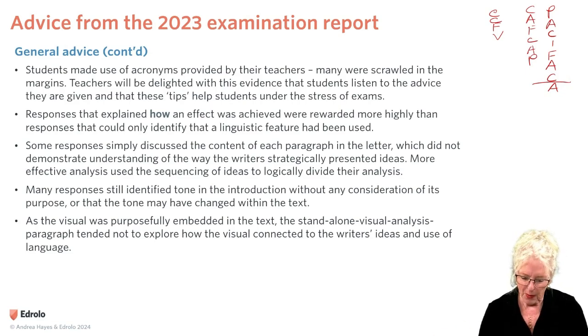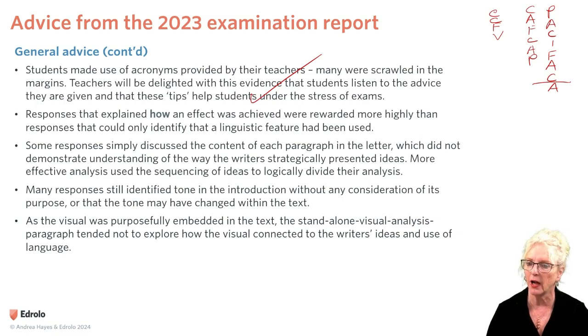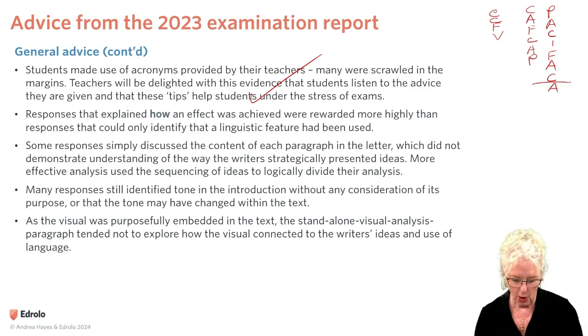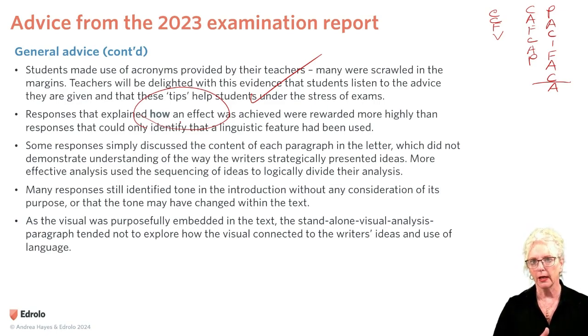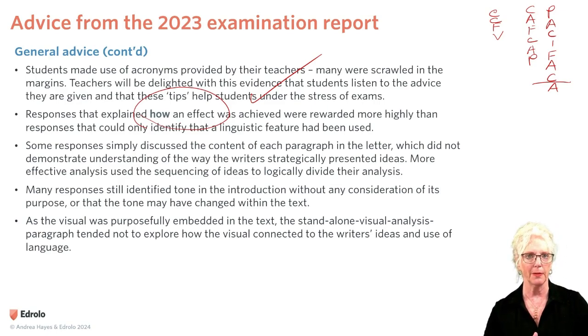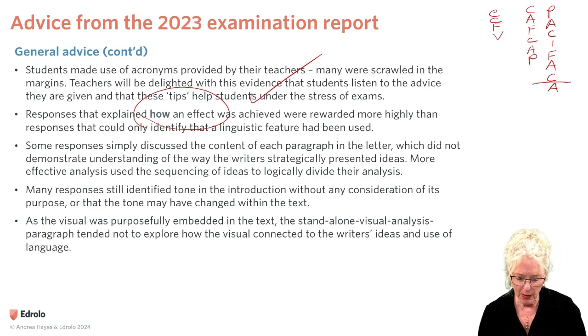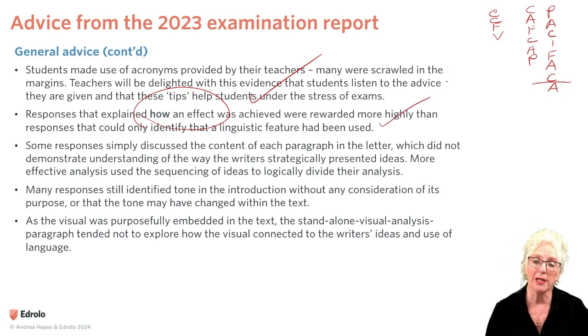Really, really good. Responses that explained how an effect was achieved were rewarded more highly than responses that can only identify the linguistic feature. So it's not enough to talk about what a linguistic feature is and to use the relevant metalanguage. You've got to say how it complements the argument, how it impacts on the audience. Some responses simply discussed the content of each paragraph in a letter, which didn't demonstrate any understanding of the way the writers strategically presented ideas. Like, all this argument construction is deliberate.